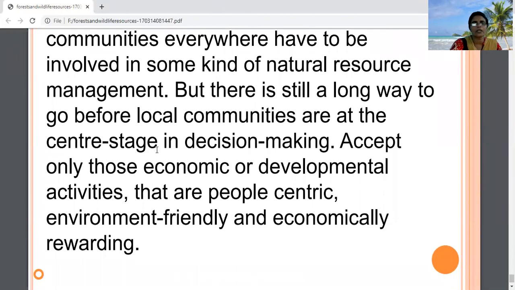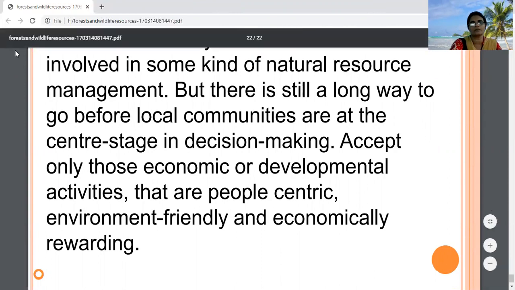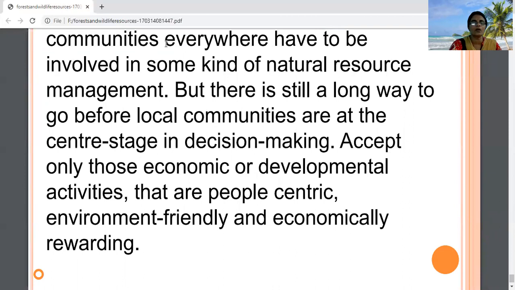Accept only those economic or developmental activities that are people-centric. What we need should be people-centric. It should be concentrated on the people, not only in the hands of government. An environment-friendly and economically rewarding process should be there. Then only can we achieve the aim of conserving forests and wildlife.